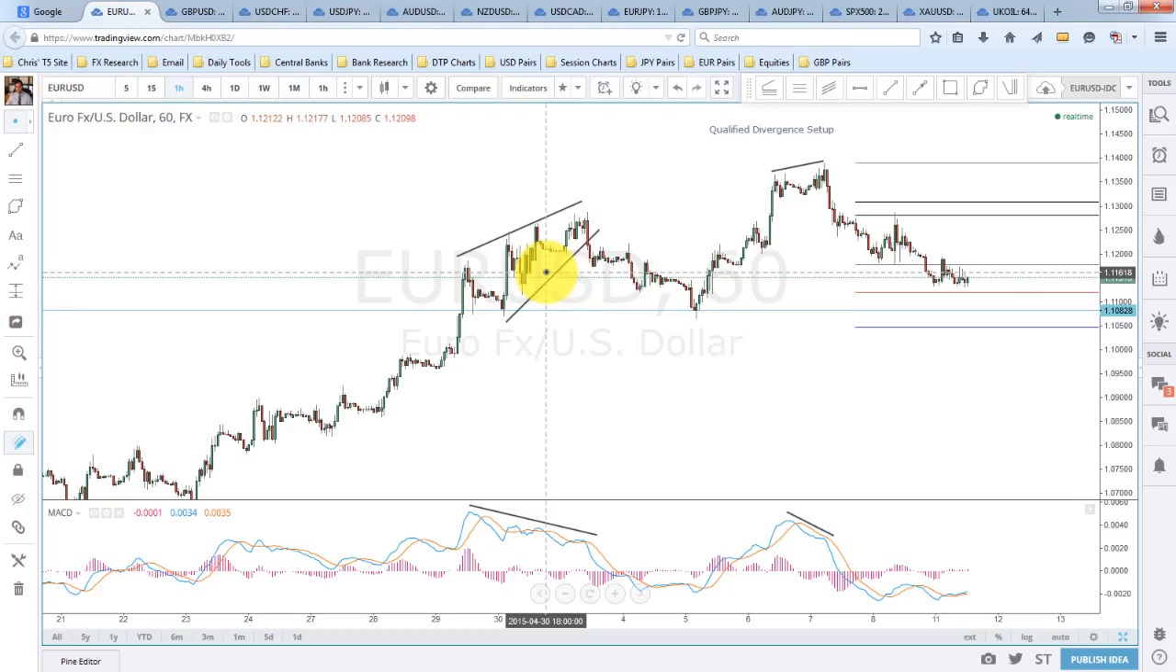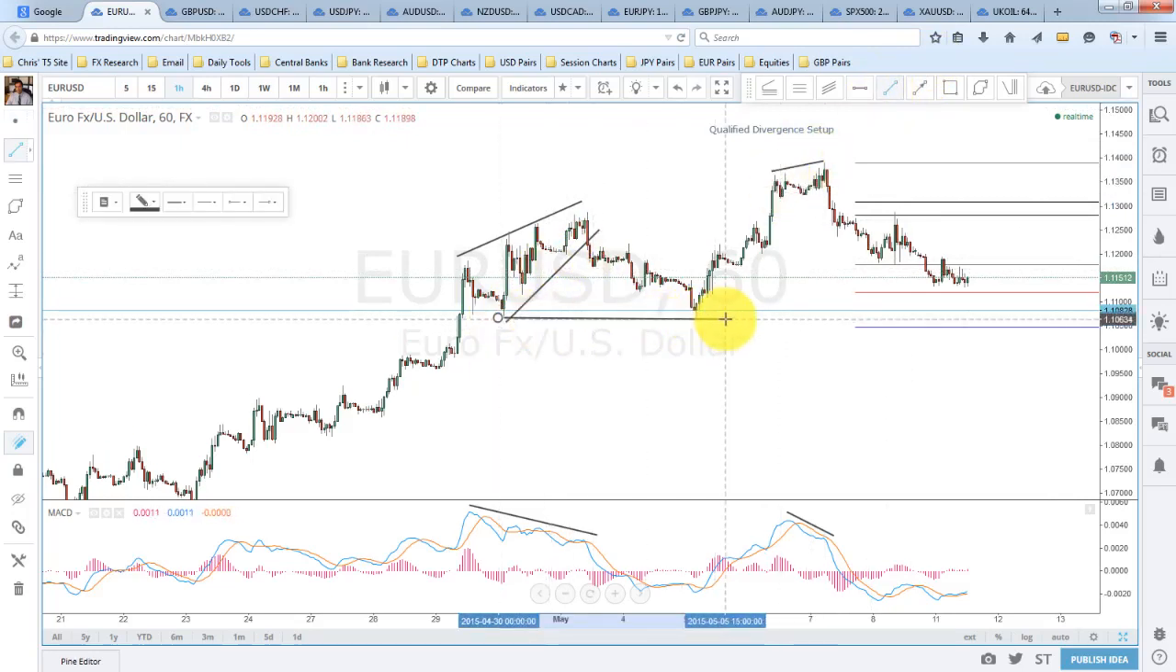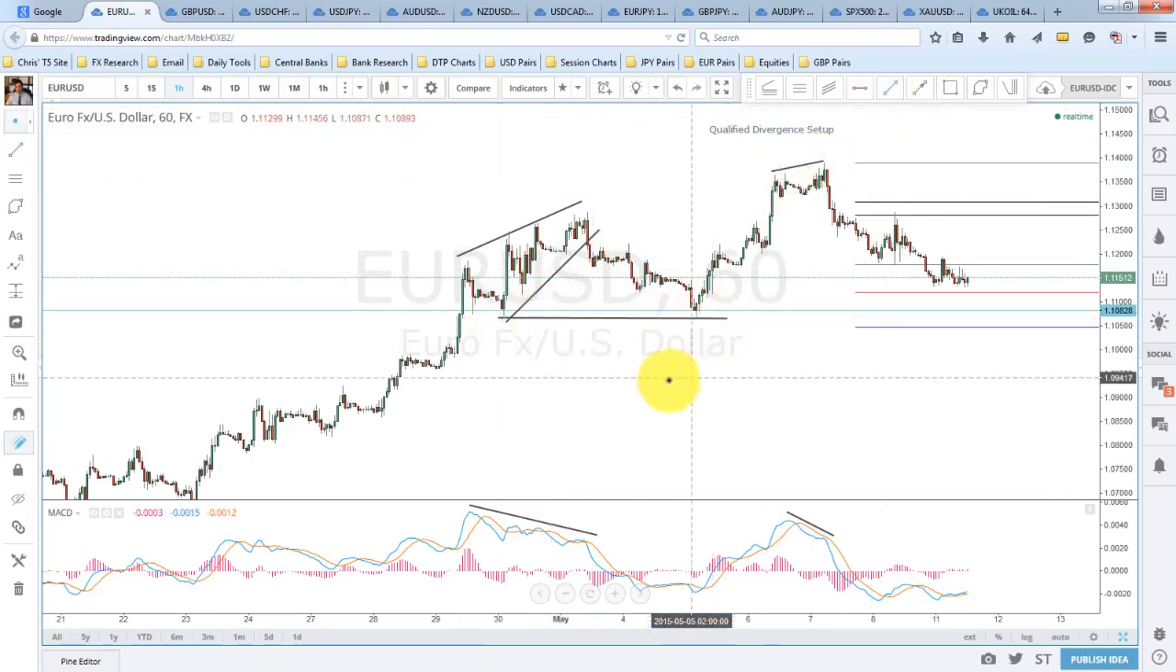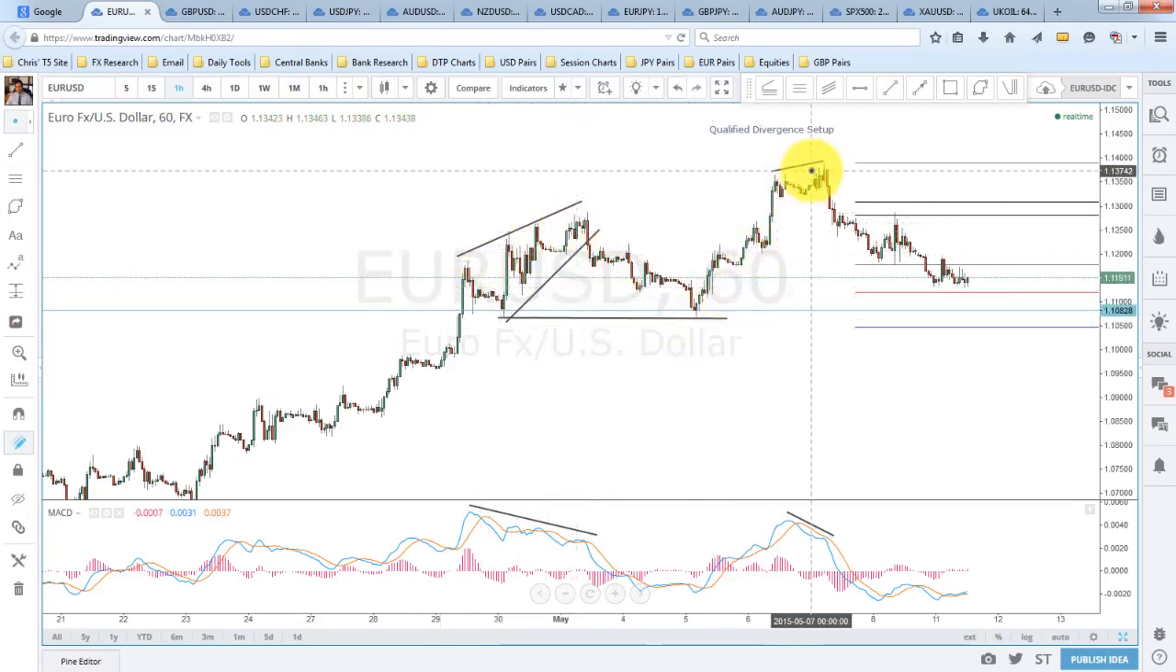And look at the price target. Look at where the correction targeted. Right back to the low. The correction came right back to the low point between the points that diverged, and then continued higher. Let's go ahead and find another example.